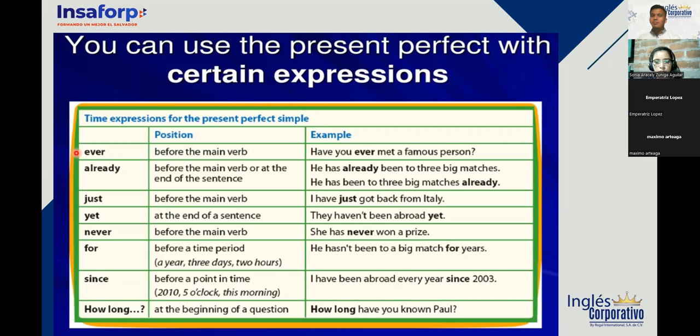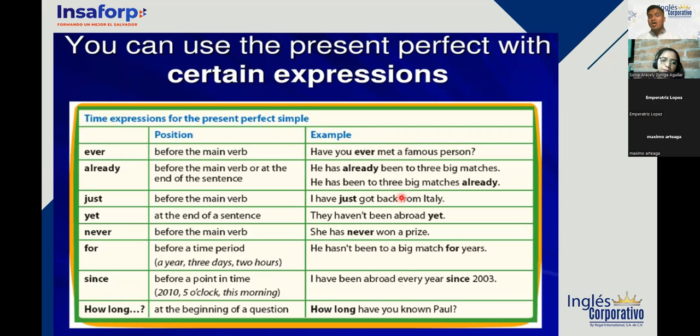So we are going to forget about the British accent and we're just going to focus on American English. In American English, we are only going to use ever when we want to make a question using the present perfect. As you can see here, the position of the word ever is going to be before the main verb. So here we have have, which is the auxiliary, you, which is the subject, ever, which is the time expression, met, which is the main verb.